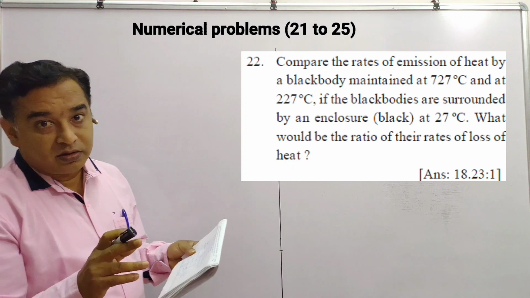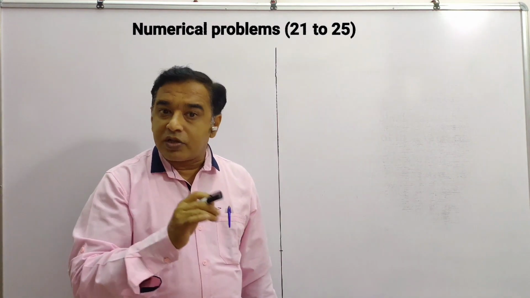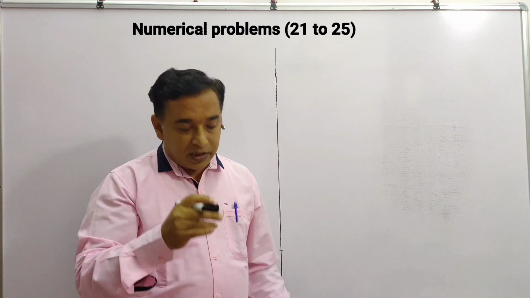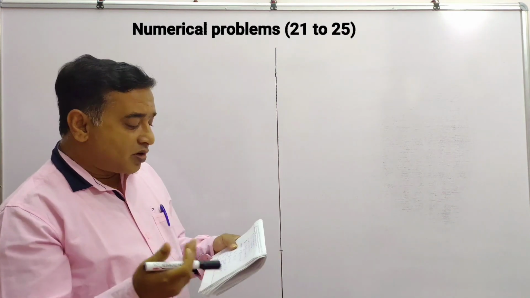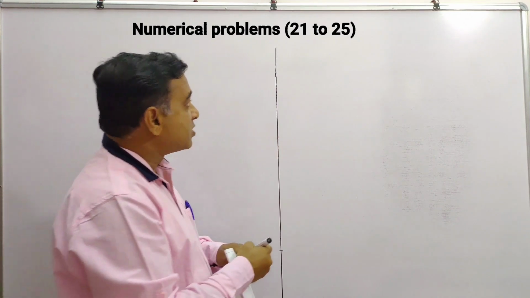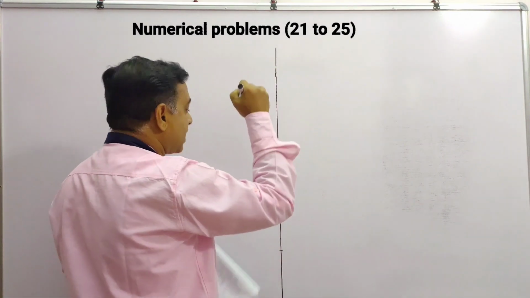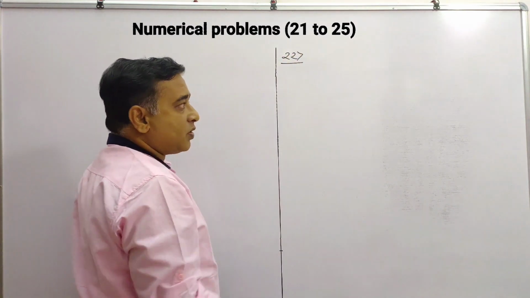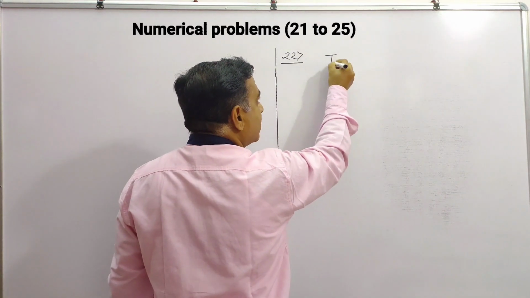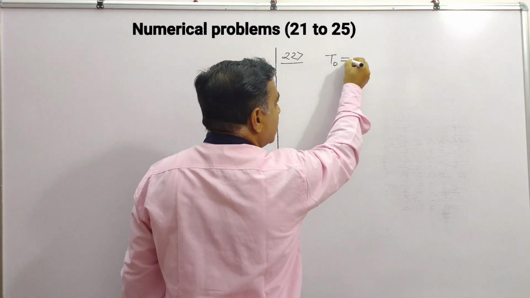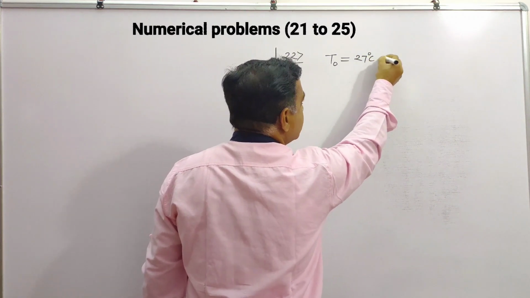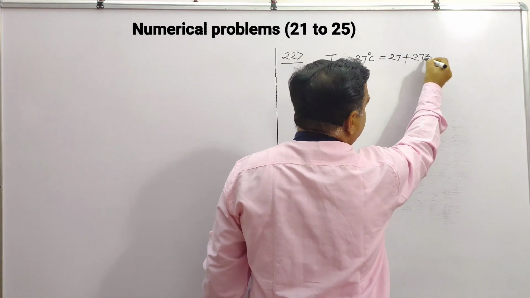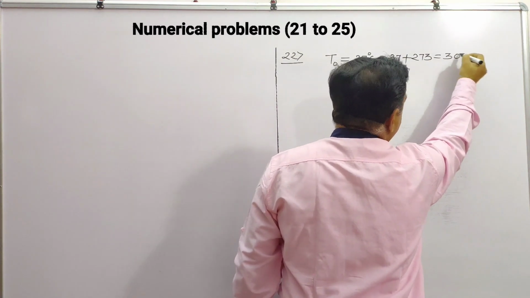See, rate of loss of heat. We only know that loss of heat means Q, but rate of loss of heat means with respect to time. So we need to get that. Initially, the temperature of the surrounding is how much? That is important. Let us write the data regarding problem 22. The temperature of the surrounding, the outer temperature, is given as 27 degrees Celsius, that is 27 plus 273, that means 300 Kelvin.